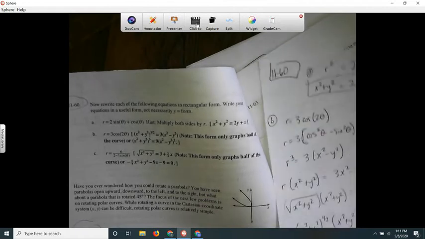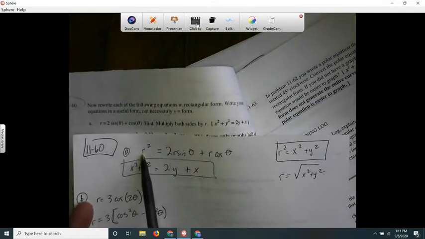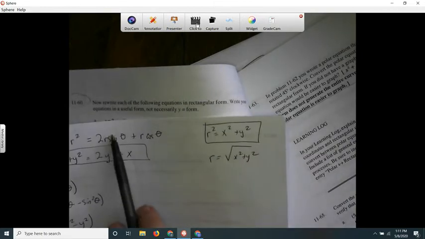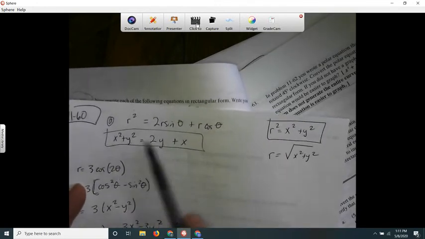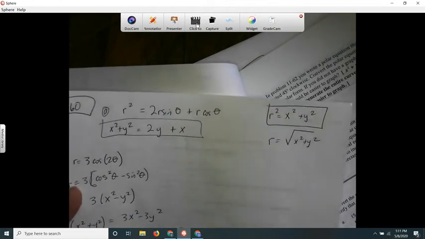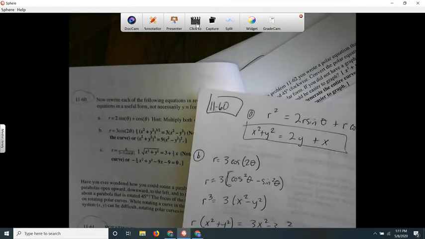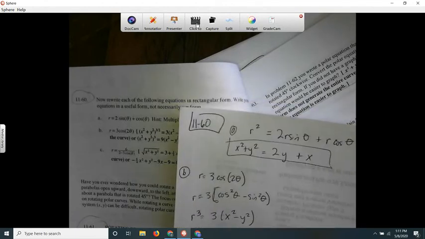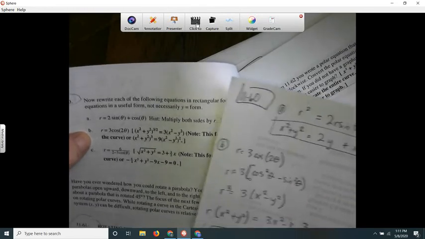I think I did all this. Yeah, r squared. So r squared over here, we know that r squared is x squared plus y squared. We know r sine theta is equal to y. We know r cosine theta is equal to x. So you can just leave it like that. Just a little bit of practice if you have something in polar and you want to put it in rectangular form.